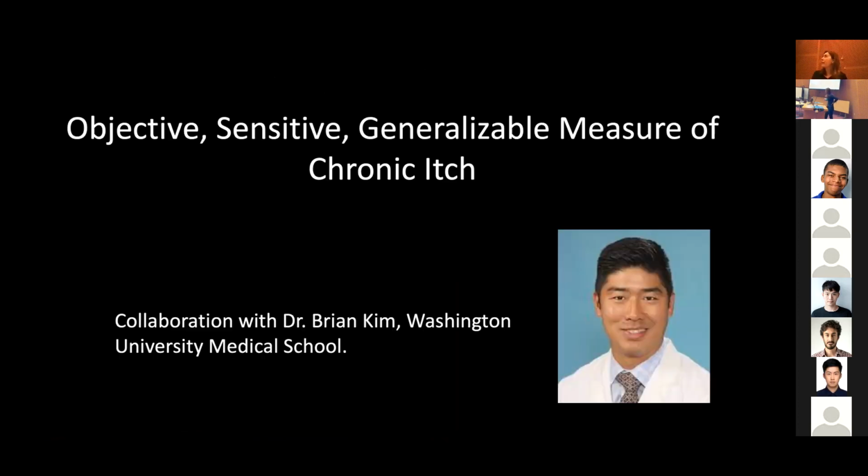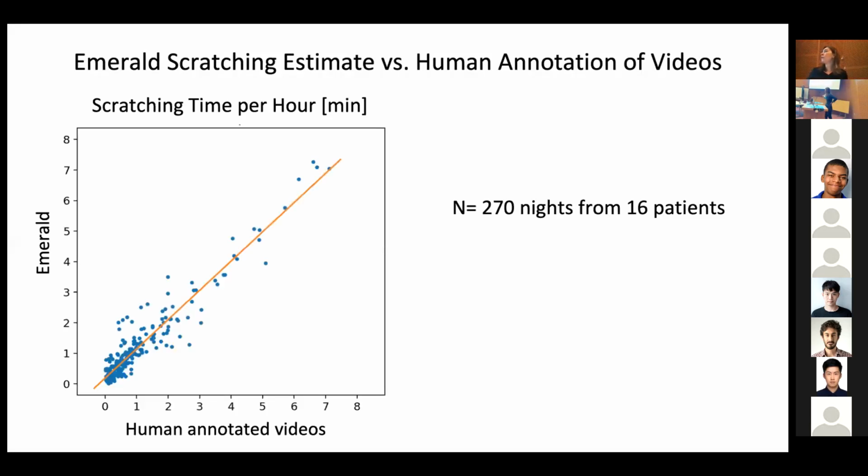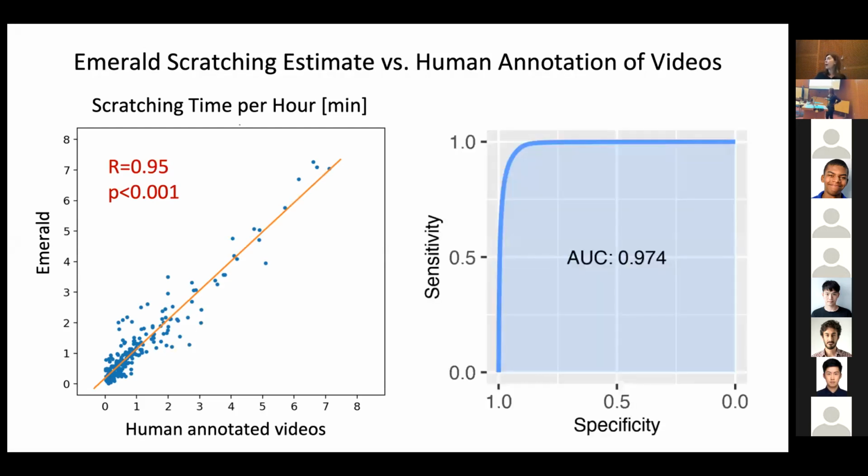Again, this is a study with Dr. Brian Kim, Washington University Medical School. Let me move quickly here. On the x-axis, you see the human annotation of the videos for each night. On the y-axis is our radio signal-based neural network that estimates whether somebody has scratching or not. As you can see, each blue dot is one night, and the correlation is very high, and you can compute the AUC, and the AUC is also very high.